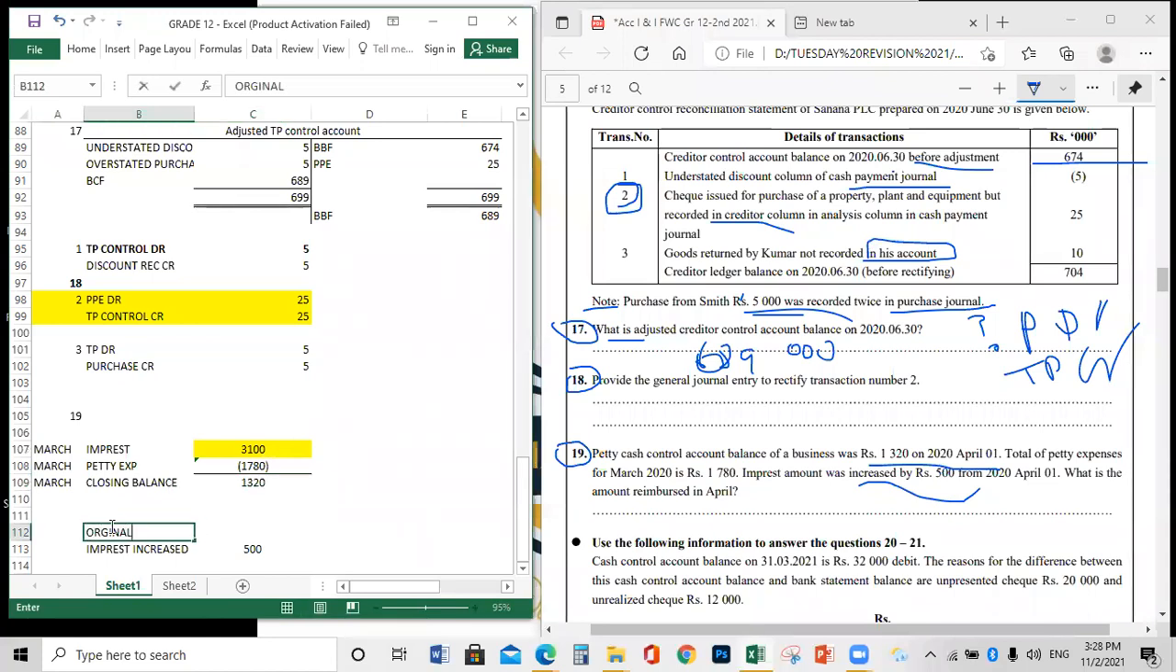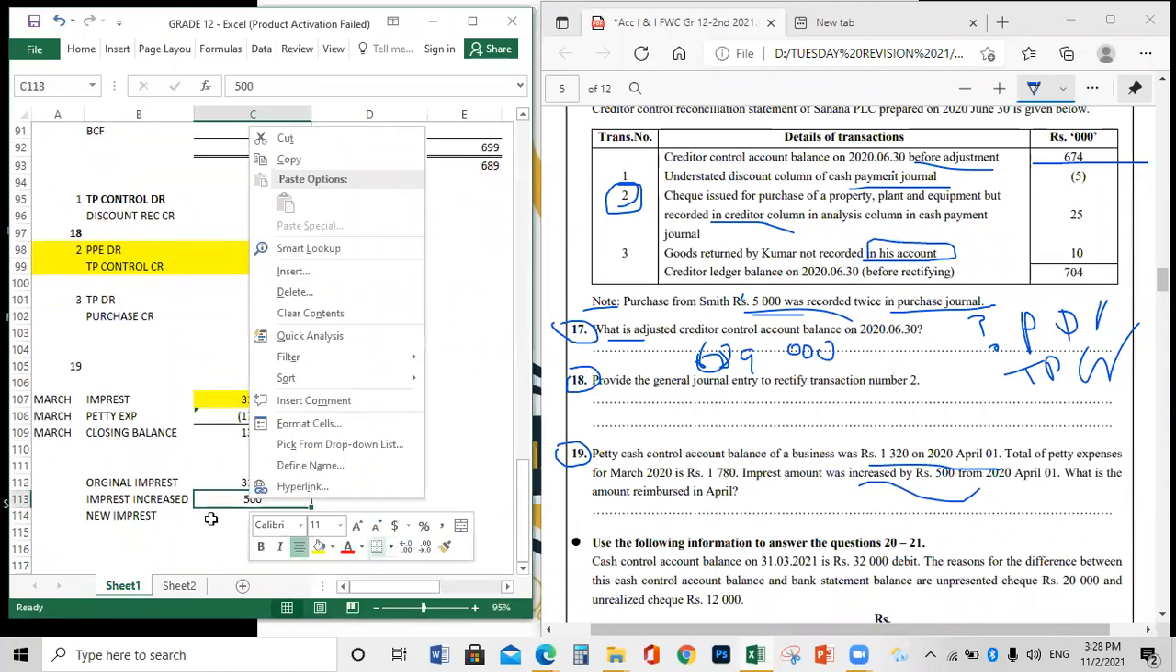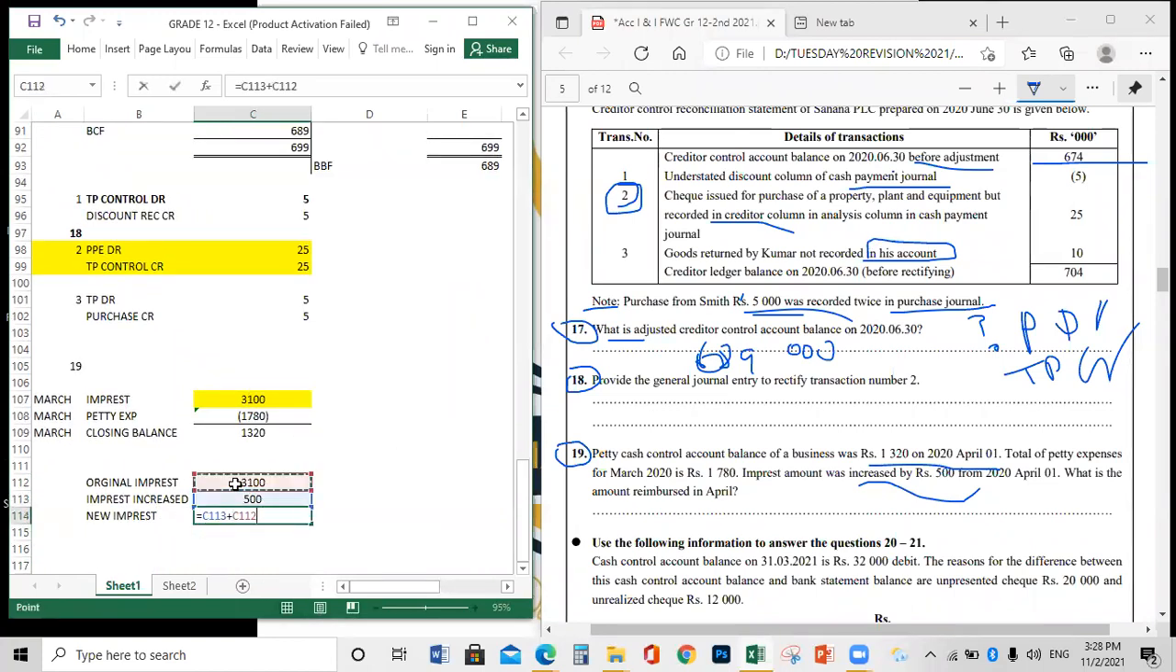The original interest, we just found out, is 3,100. Now they say the interest has increased. That increase is not needed for the question, I'm just explaining it. What is the new interest after the increase? The new interest after the increase is going to be 3,600. 3,600 will be your new interest.